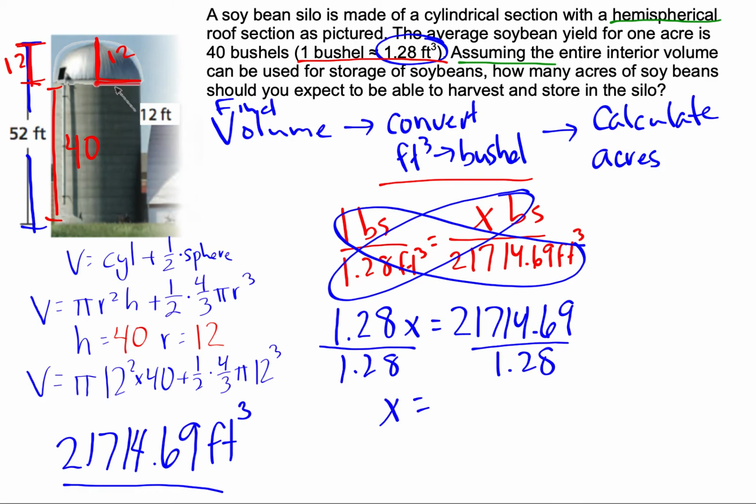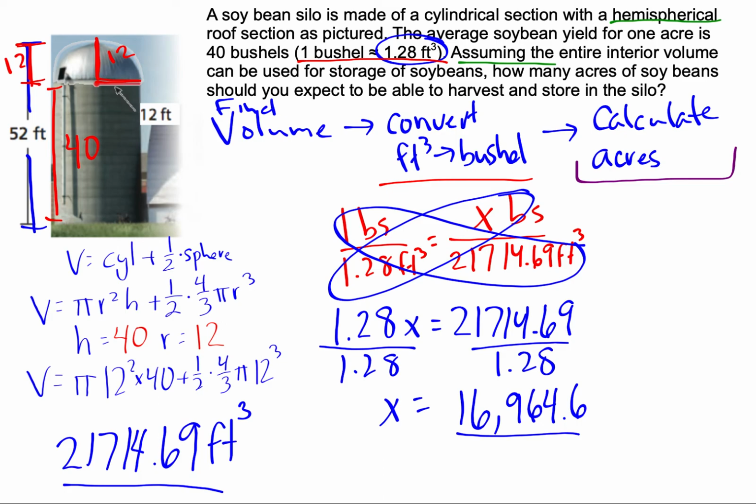Okay, on my calculator, I've still got that previous answer. I'm going to retype it with what I approximated there. And this gives you 16,964.6 bushels. Okay, that's quite a bit of soybeans. A lot of bushels of soybeans. So next, we're almost there. We had planned from there, after finding the volume and converting it to bushels, we need to calculate the acres that can be harvested and fit into that silo.